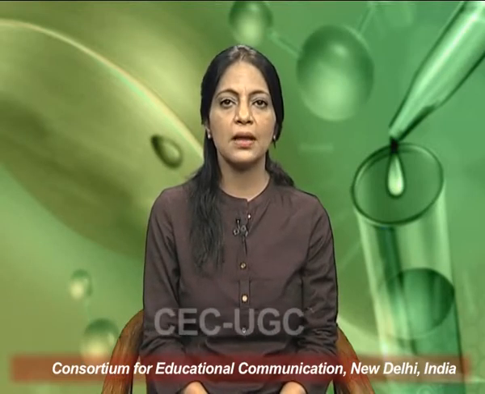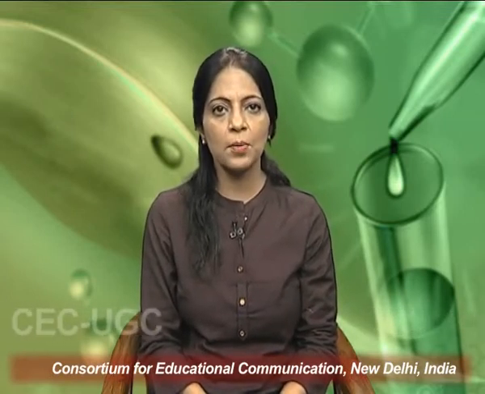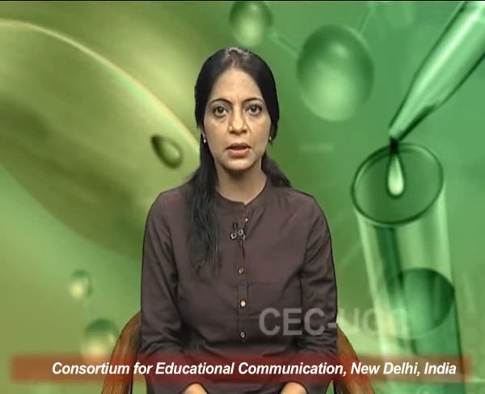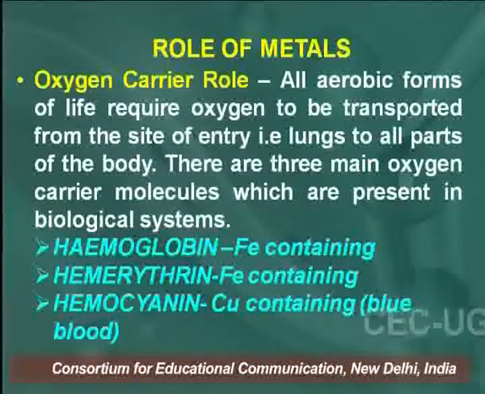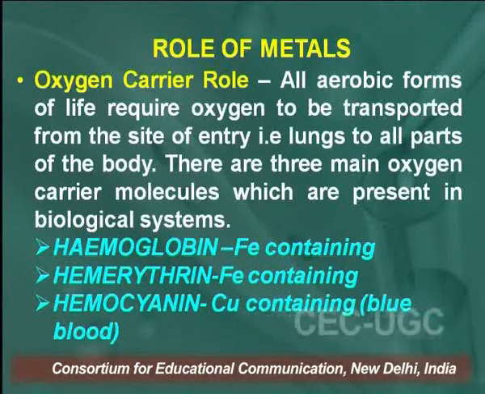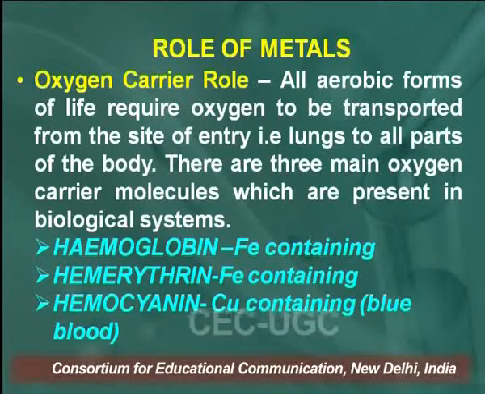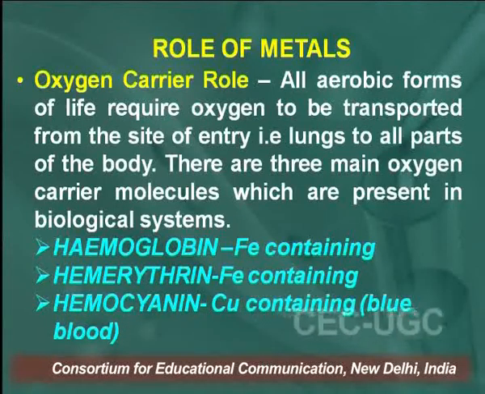The next role which is played by the metal ions is the oxygen carrier role. Metal ions are very important as oxygen carriers, especially, as we all know, iron, which is a constituent of blood. All aerobic forms of life require oxygen to be transported from the site of entry, that is the lungs, from where the oxygen enters into the system, to all parts of the body, that is the tissues where oxygen needs to be utilized. The oxygen which is being utilized is providing energy for our day-to-day activities through respiration.